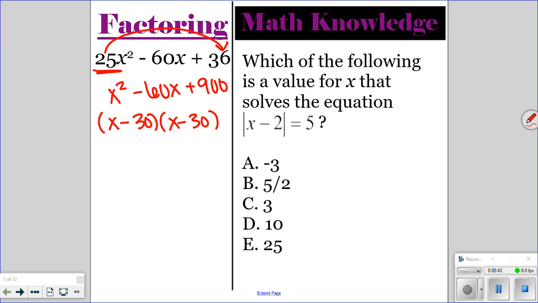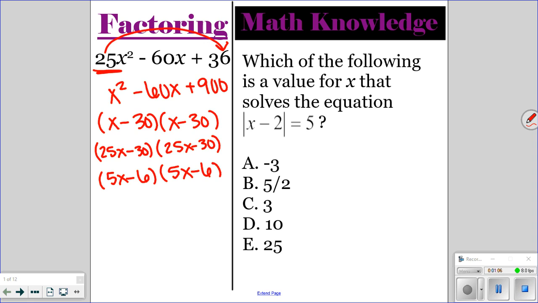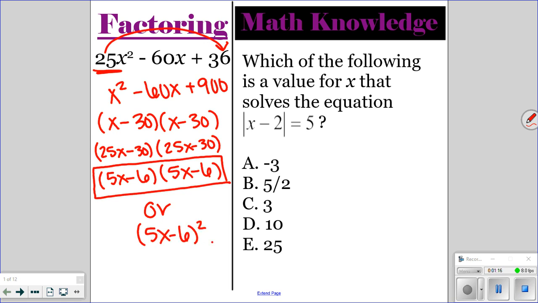Now we're going to replace. The number that we removed was the 25. So it goes in between the parentheses and the x. And you do it on both sets. And then after you replace, you reduce. So 25 and 30 both divide by 5 to give you 5x minus 6. And same thing on this one. So you can write your answer as 5x minus 6 times 5x minus 6, or you can just say 5x minus 6 squared.